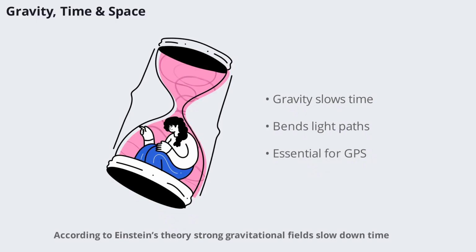Gravity doesn't just affect objects, it also influences time and space. According to Einstein's theory, strong gravitational fields slow down time, a phenomenon known as time dilation. This effect has been confirmed by experiments with atomic clocks on airplanes and satellites. Gravity also bends the path of light, causing distant stars to appear in different positions. These effects are crucial for technologies like GPS, which must account for time differences caused by gravity. Understanding how gravity shapes time and space reveals the deep connections between matter, energy, and the universe.